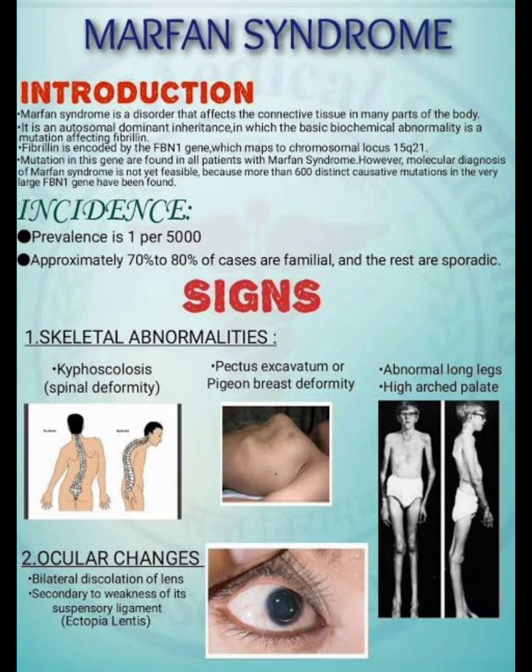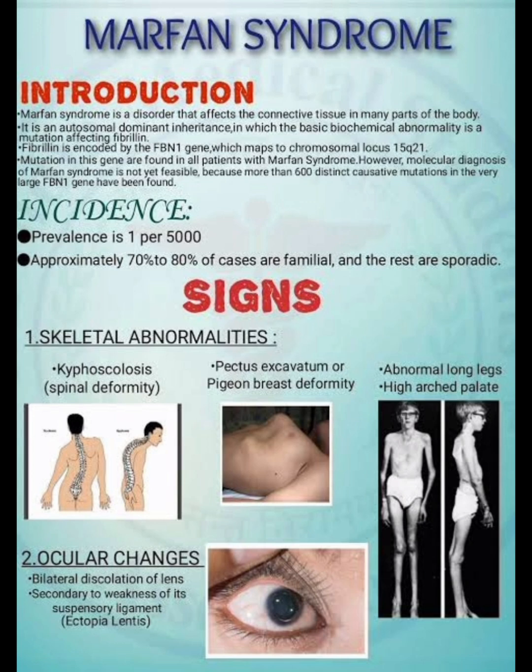Now, how do the signs, especially the skeletal abnormalities, look? There are kyphoscoliosis and spinal deformity. Pectus excavatum or pigeon breast deformity. Look at this, how that is present. They normally have abnormally long legs and a high arched palate. And ocular changes: we find bilateral dislocation of the lens secondary to weakness of its suspensory ligament, that is ectopia lentis.